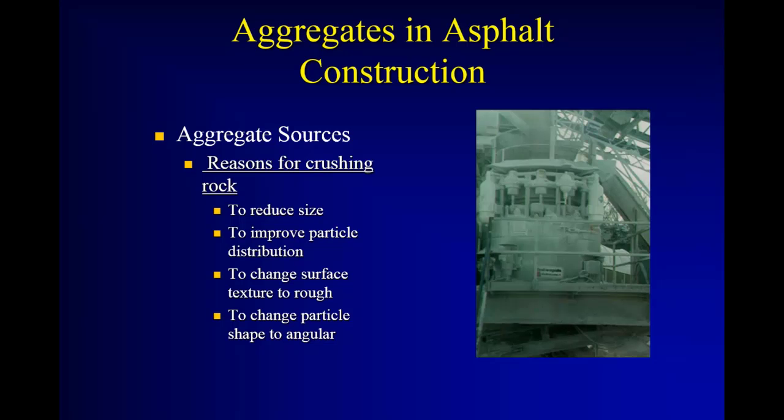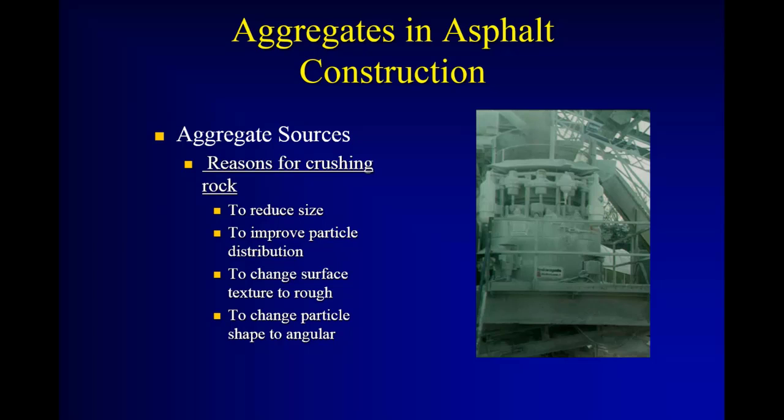Why do we crush it? Well, first we want to reduce the size. The typical Superpave nominal maximum aggregate size mix in North Dakota is 12.5 millimeter, ½ inch. So it's pretty hard to fit a 1-inch aggregate or a 3/4 inch or a 1.5 inch into that mix. So we have to crush it to reduce size. But it also helps improve our particle size distribution, our gradation, and we need that angularity.